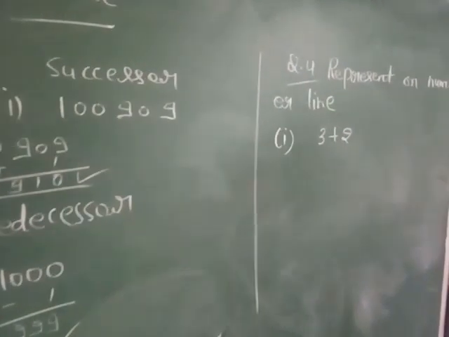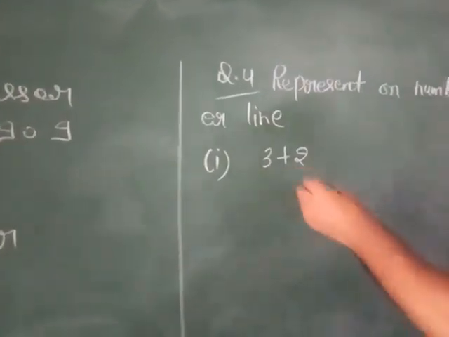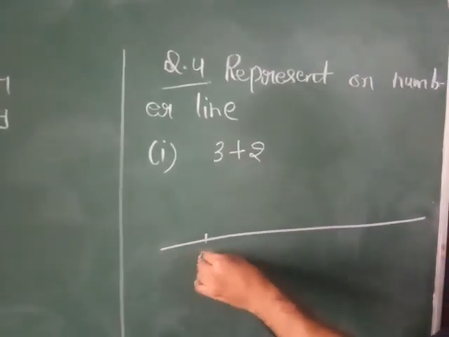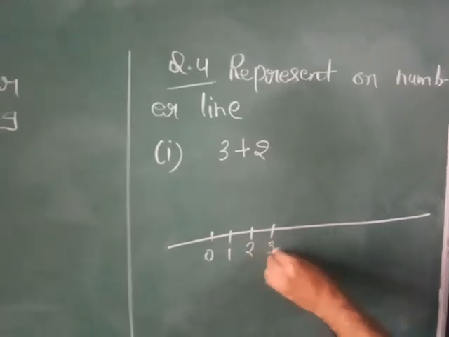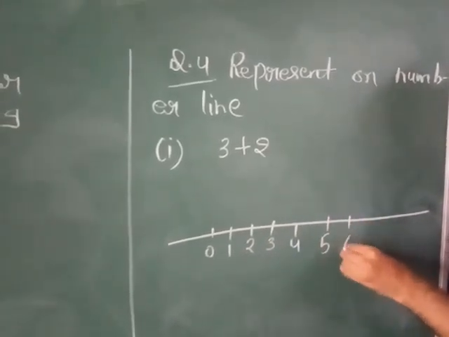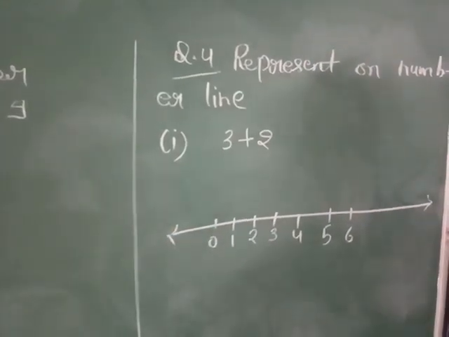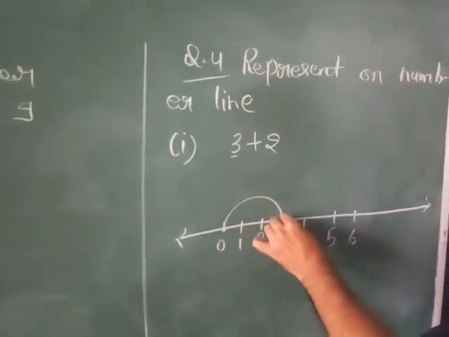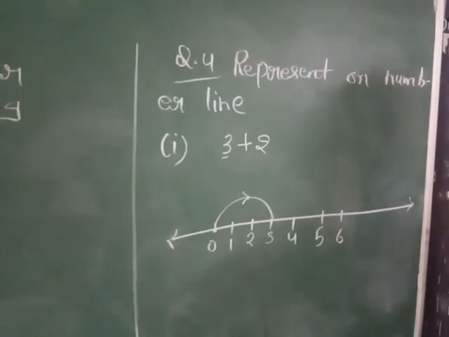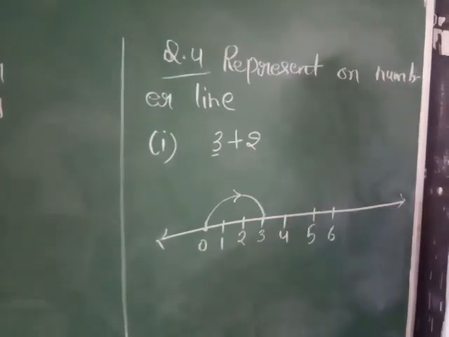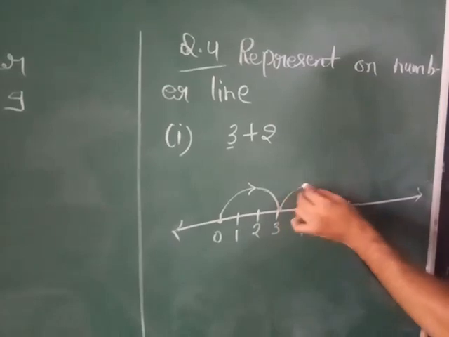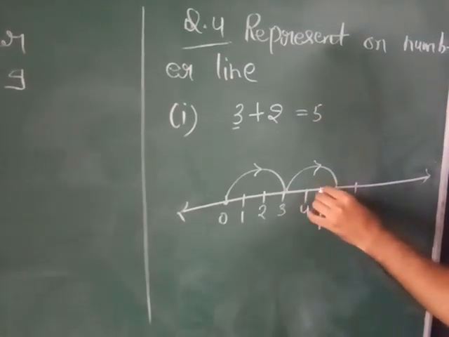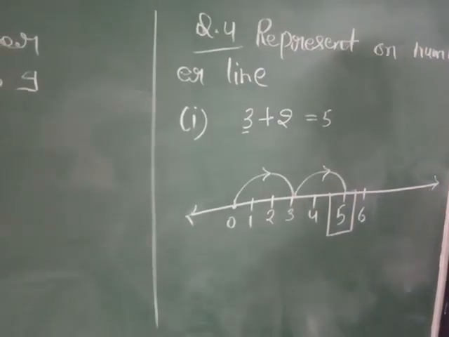Now question number 4, represent on the number line. We have to represent this addition on the number line. So draw a number line: 0, 1, 2, 3, 4, 5, 6. Now we are on the 0. First go to 3. Make an arrow like this in the direction of the movement. And move 2 steps because we have to add 2. Move 2 steps, 1, 2. Now 5. 3 plus 2 is equal to 5. 5 is your answer. Do the remaining parts by yourself.